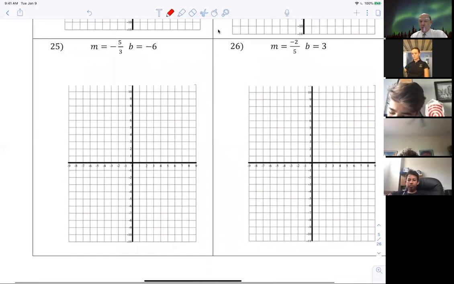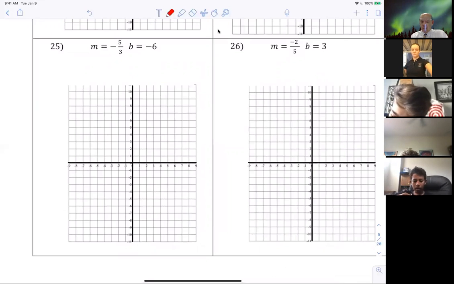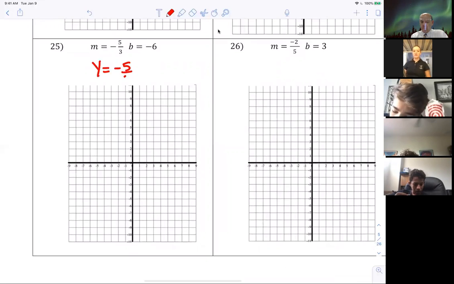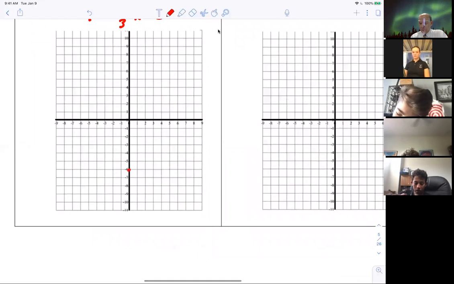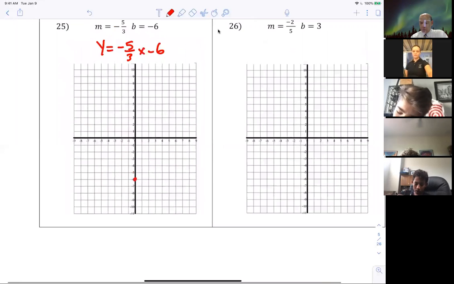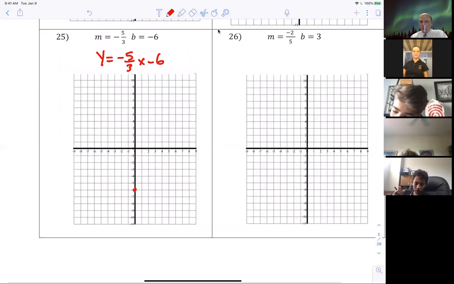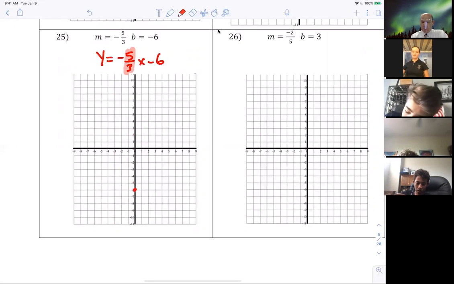All right, 25. Go ahead, Jude. Write the equation for me real quick. Y equals negative 5/3 x minus 6. And how do I graph this? You go down 6. Beautiful. And then? Over 2 up 1 or... wait a minute, what's the slope? Negative 5/3. So what do I do?